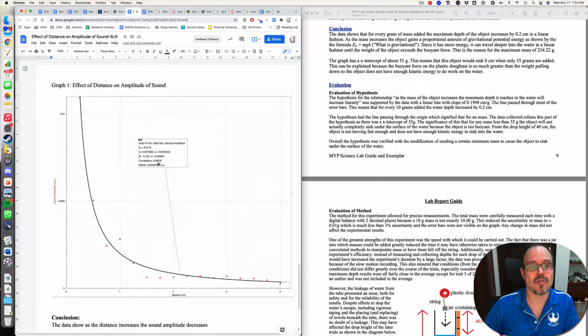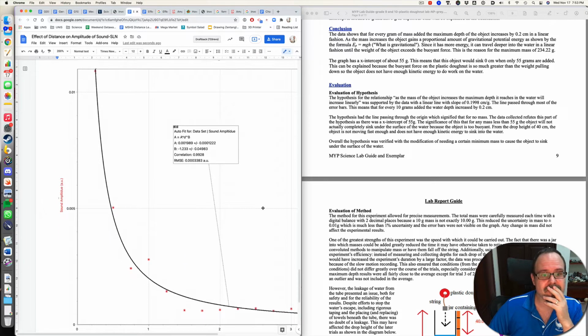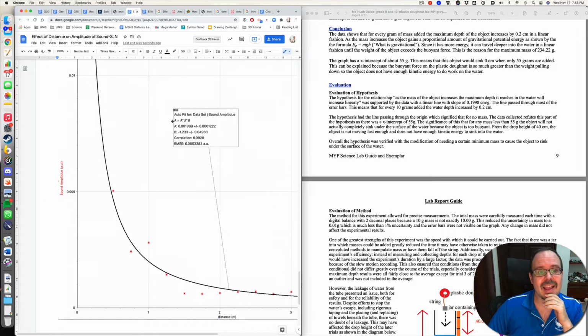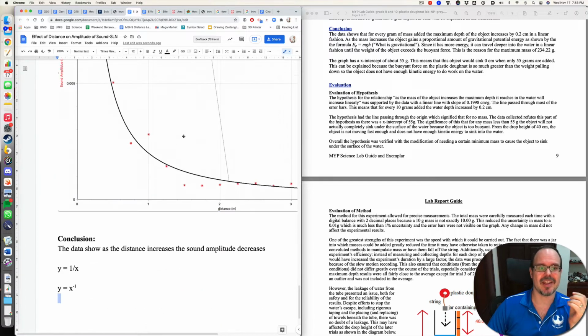And that's why Logger Pro is so awesome. Let's decode this a little bit for you. Let's zoom in, make this easier to read. A equals, that's A for amplitude. This is a code, there's a letter A, that's a B, that's a distance. So A times D to the B. So B is the power. A is just some number. It could be any number, doesn't matter. So B, the power here is negative 1.233.